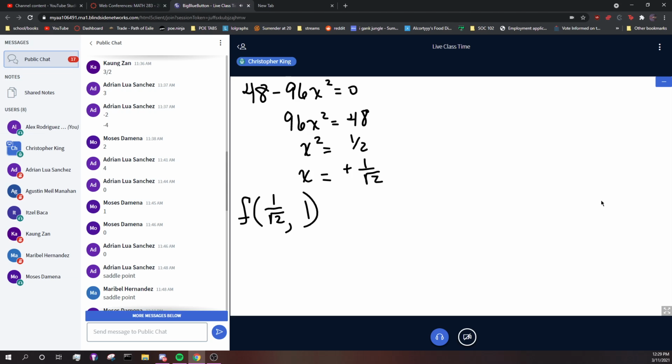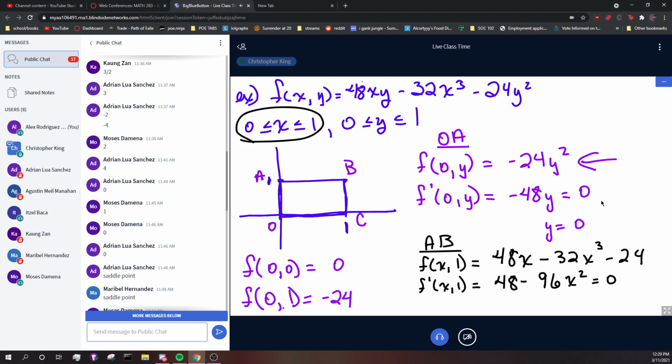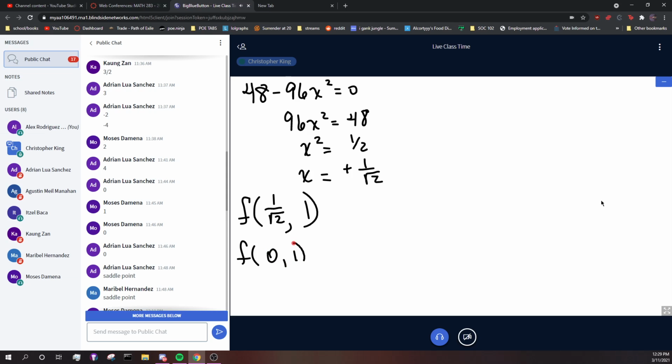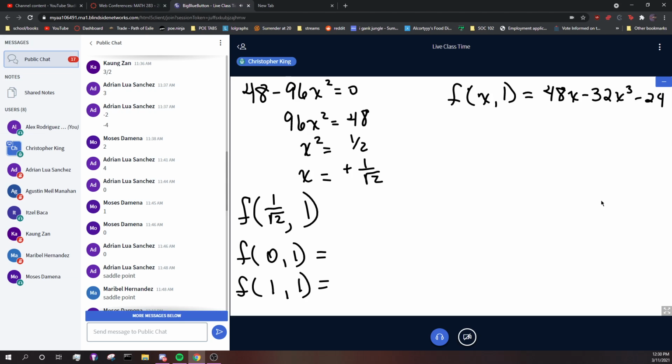So the endpoints are going to be f of 0, 1, and then we need to look at the other end, which is going to be f of 1, 1. Now, for this function, it was defined as 48x minus 32x cubed minus 24. Let's deal with the easy ones first. If x is 0, what value will I get? Negative 24. If x is 1, what value will I get? Negative 8. Is that right?